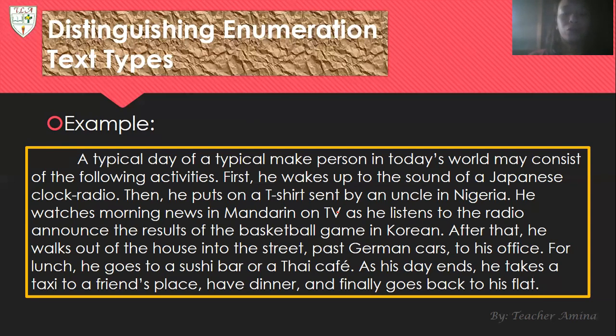Okay, so this passage came from the story. They just made it look like an enumeration text type. Here are words that we call enumerators that will give you an idea that it's an enumeration text type. So we have first, then, after that, and finally.